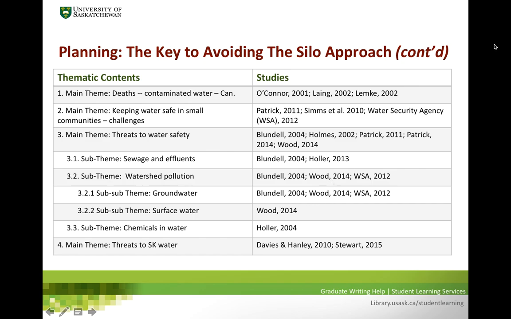So why this planning approach helps you to avoid writing in silos is that you can see how, if you follow this order, you will talk about Blundell under 4 different themes. So you're not going to fall into the trap of talking about Blundell, for example, in just one paragraph. So this is the method that I encourage you to use so you can avoid writing about studies in silos.